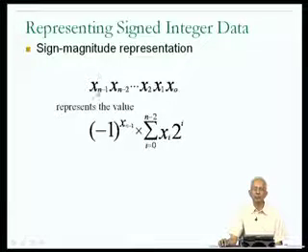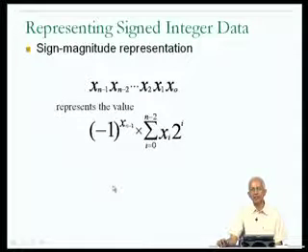If the most significant bit, if the bit at the left, xn minus 1, is a 1, then under the sign magnitude representation, the signed integer value which is being represented is negative. On the other hand, if xn minus 1 is a 0, then the value is positive, because the way that I calculate the value is by using minus 1 to the power xn minus 1, and minus 1 to the power 0 is 1. The remaining bits define the binary value or magnitude associated with the signed integer.